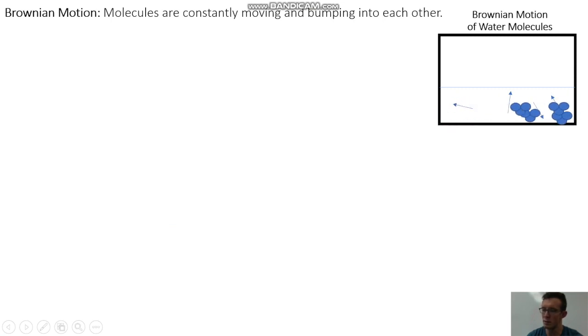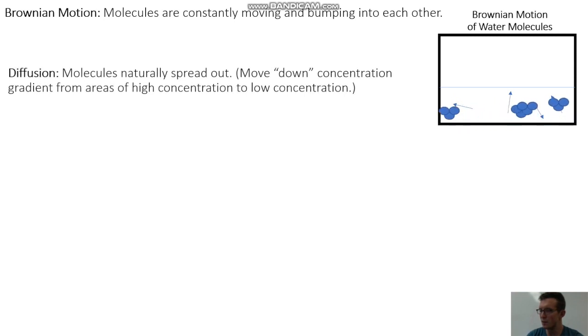You learned in chemistry that molecules are in constant motion. They're constantly moving and bumping into each other, and this allows for the process of diffusion to occur: the fact that molecules left on their own will naturally spread out. We say they move down concentration gradients, from areas of high concentration to areas of low concentration.